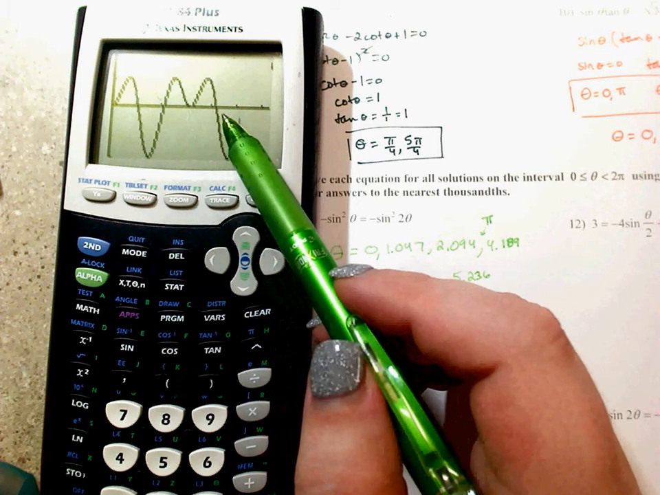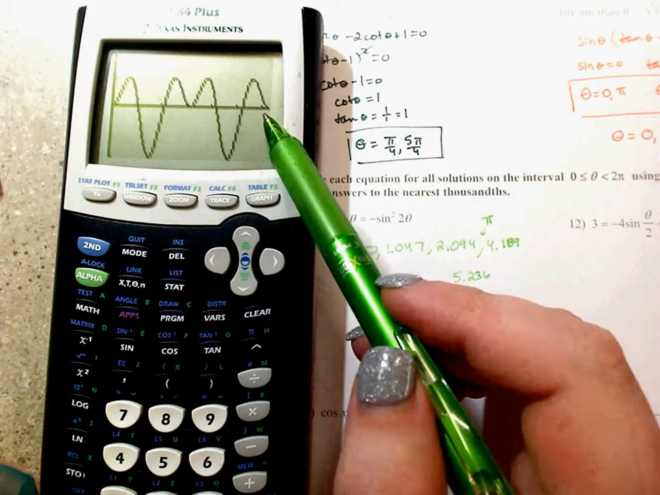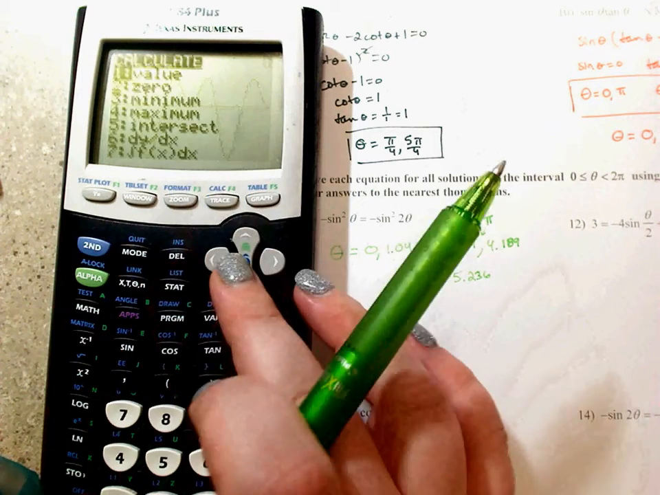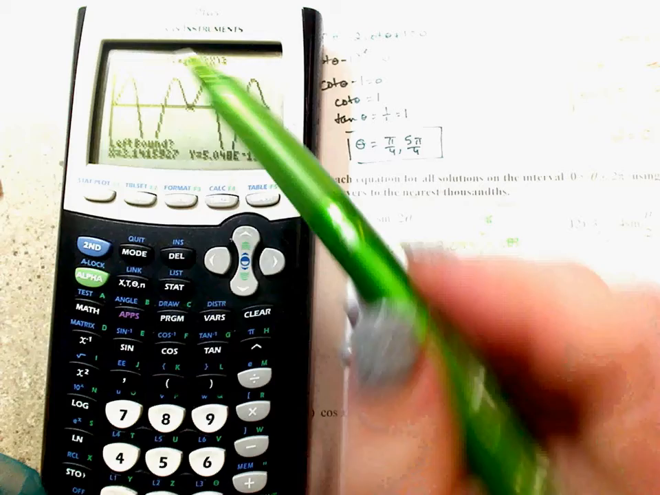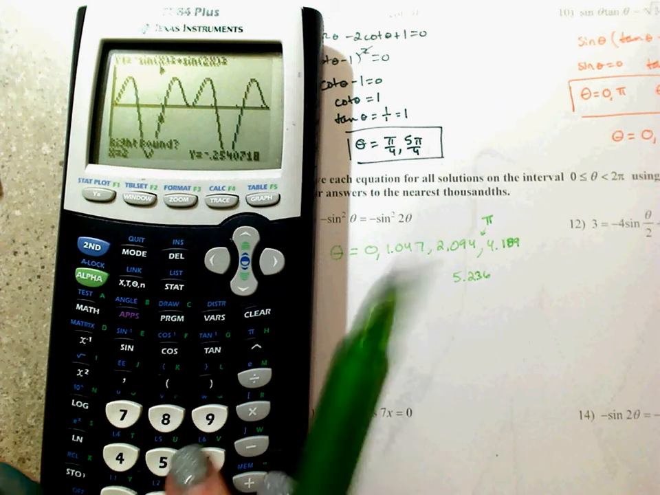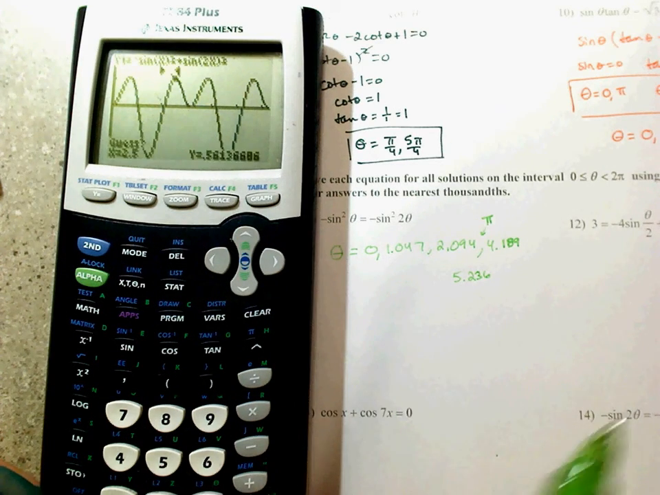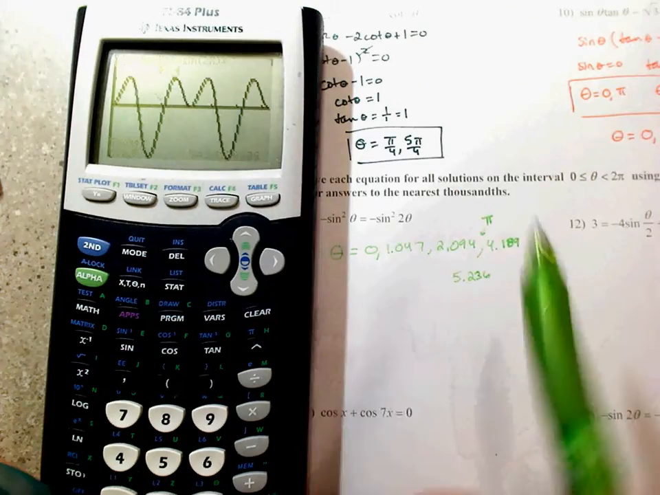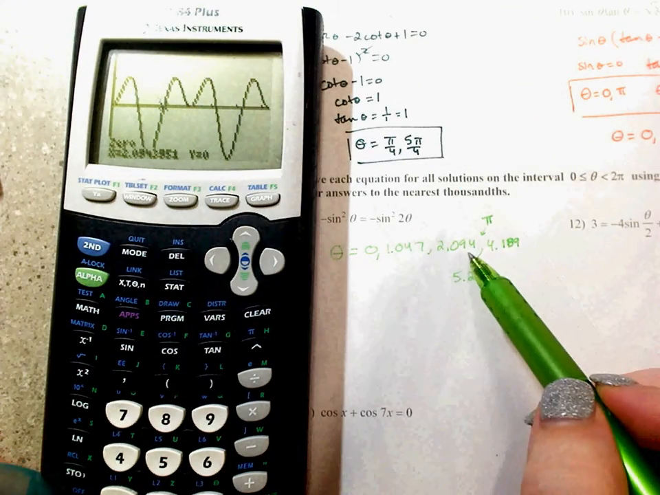So if I want to find this one, then I can go second calculate number 2, zero. It's around 2. I know 2 is to the left of it, so I press 2, enter, and then like 2.5, enter. So it's somewhere between 2 and 2.5, and press enter through guess, and 2.094, which is one of the answers we have. Okay? All right.